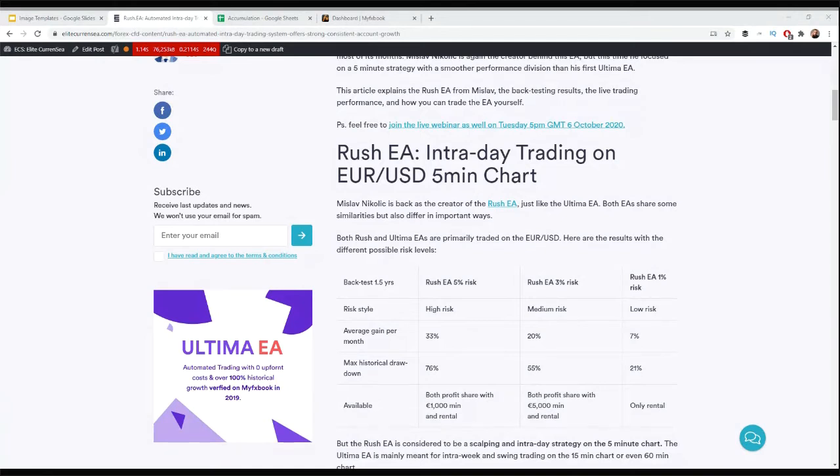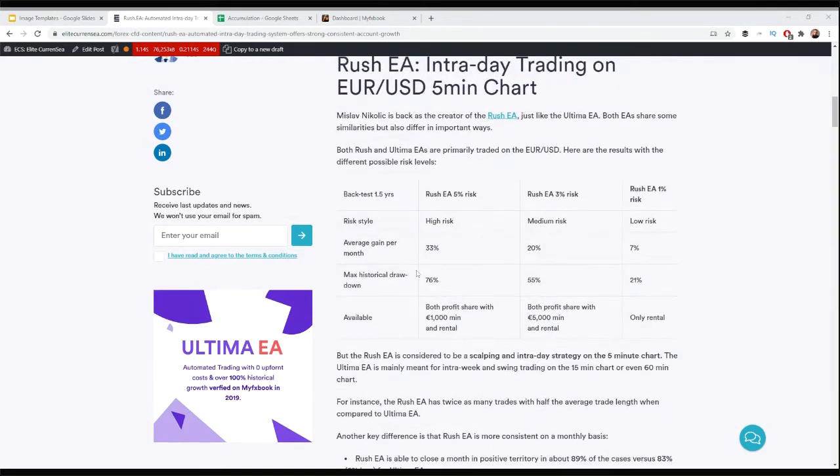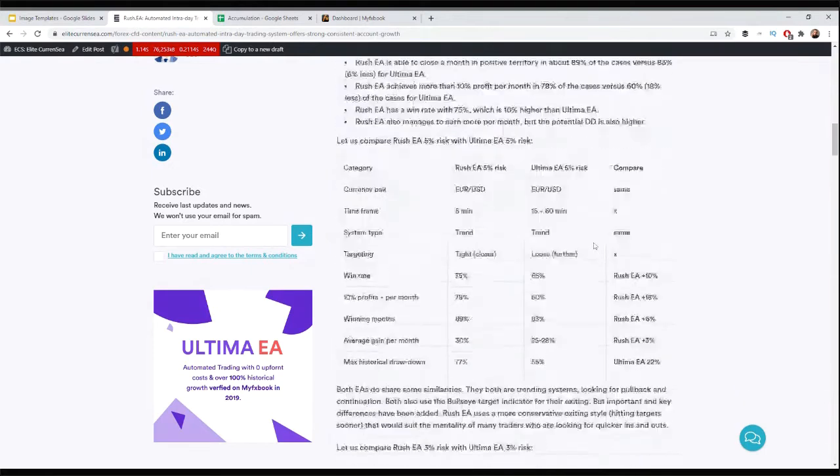You know, in my view, Rush EA has a higher drawdown than Ultima EA, but on the other hand, the Rush EA seems to offer more consistent gains on a monthly basis than Ultima EA. So we'll compare here. Of course, the higher risk you take, the more risky it becomes. Obviously, if it's traded with 5% risk, obviously that's higher risk than 3% or 1% risk per setup. That's logical. Let's go and scroll lower.